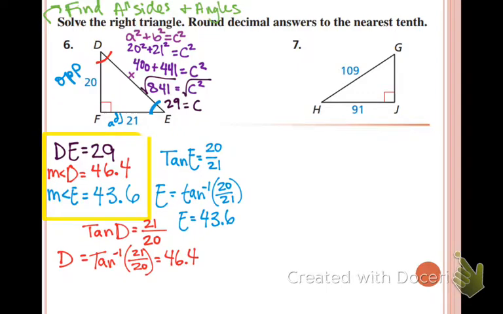How many degrees fit inside of a triangle? 180. How much is taken up by the right angle? 90. So what's 180 minus 90? So what should these two angles add up to? They should add to 90. They do, just so you know.